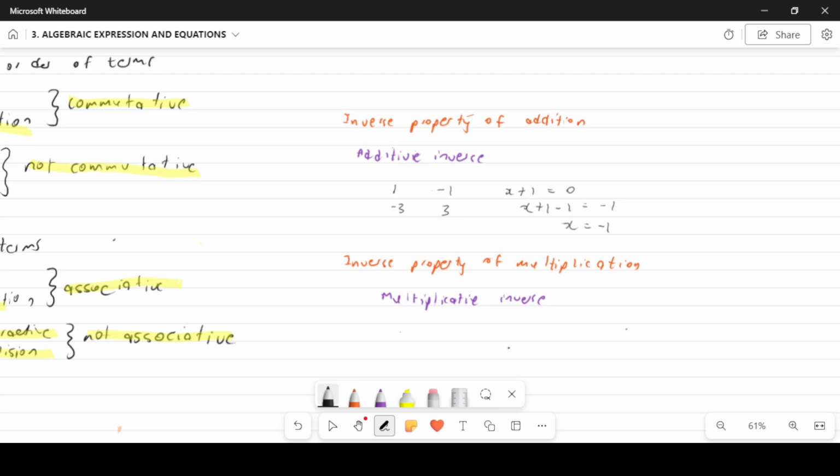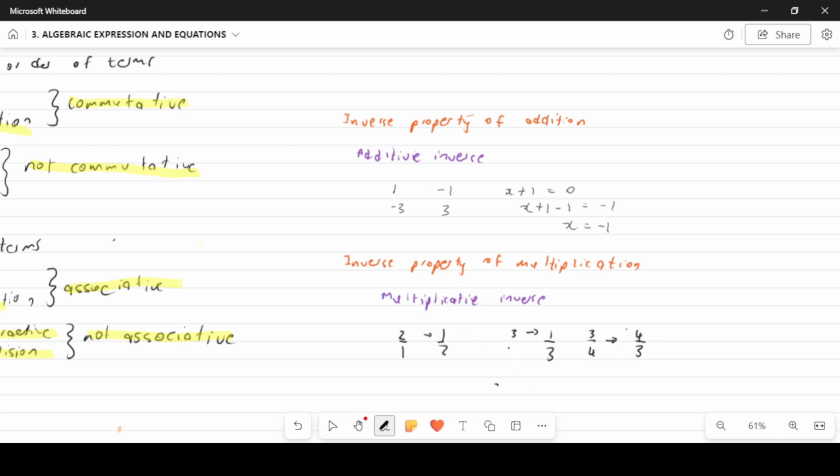So for example, the multiplicative inverse of 2 is half. You take the reciprocal, you swap the numerator and the denominator. So this goes to the top, that comes to the bottom. The multiplicative inverse of 3 is 1 over 3. The multiplicative inverse of 3 over 4 is 4 over 3. Right? So that's basically how we isolate a variable.